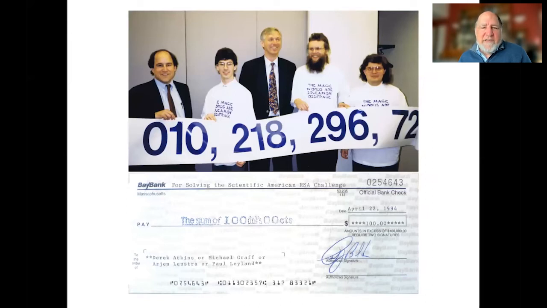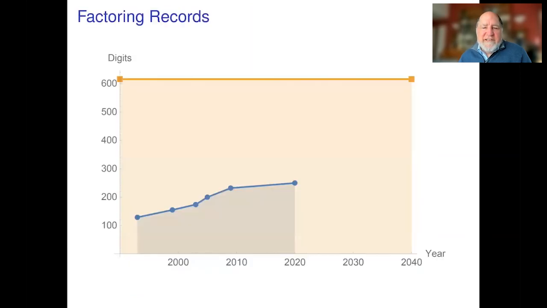There's me on the left, and Derek Atkins and Arjen Lenstra in the middle there, and Paul Leyland on the right. So those are the fellows that did it. And they have t-shirts saying the magic words are Squeamish Ossifrage.